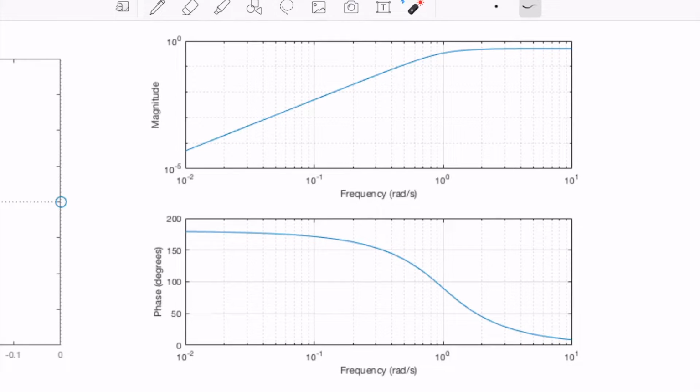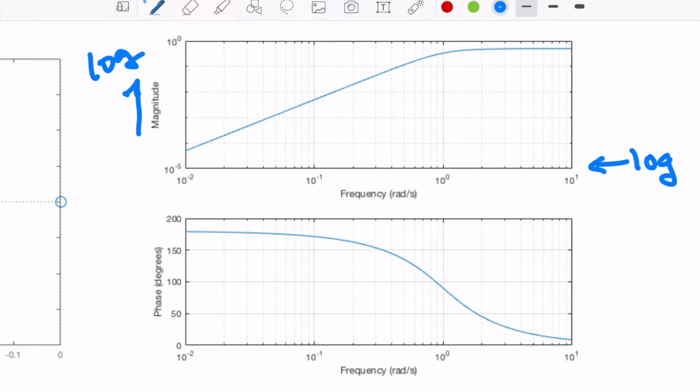Okay, so there's a couple things I want to point out. We looked at this before, but I want to really bring it home right now. Along the bottom, we have the frequency in radians per second, and it goes 10 to the minus 2, 10 to the minus 1, 10 to the 0, 10 to the 1. So this is a log plot. And also, we have a log on the magnitude here.